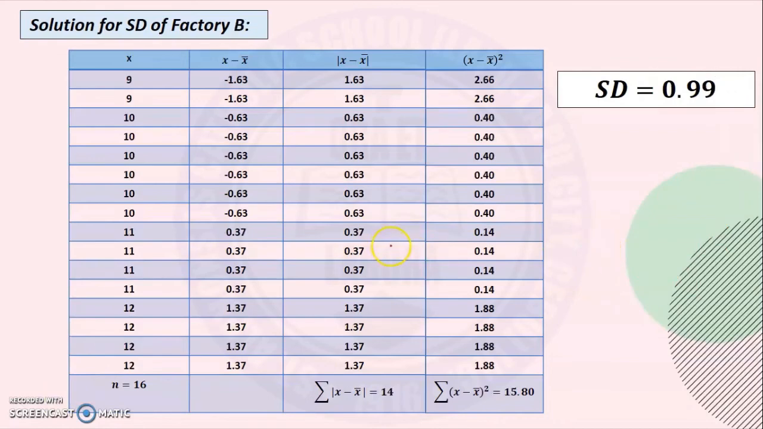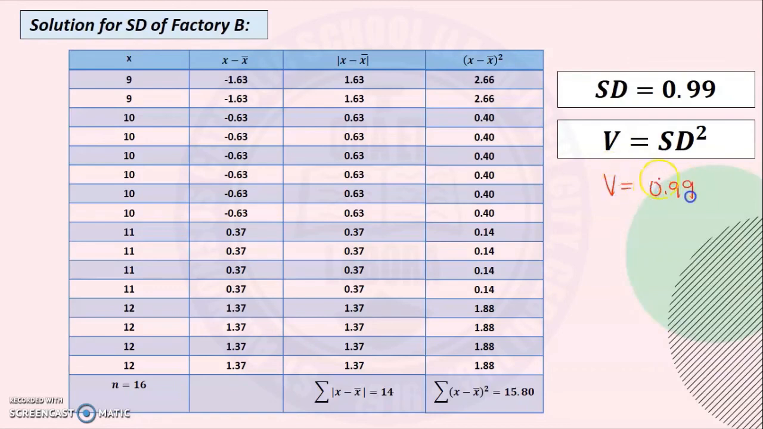Now, let's solve for the variance of factory B. So again, this is the table that was used in solving for the standard deviation of factory B. So we are just going to continue this table by using the formula variance equals SD squared. And the value of the standard deviation is 0.99. So this will become variance equals 0.99 squared. And if we square 0.99, the result is 0.9801. Now, we need to round off our answer to 2 decimal places. So this will become 0.98. So the variance of factory B is 0.98.